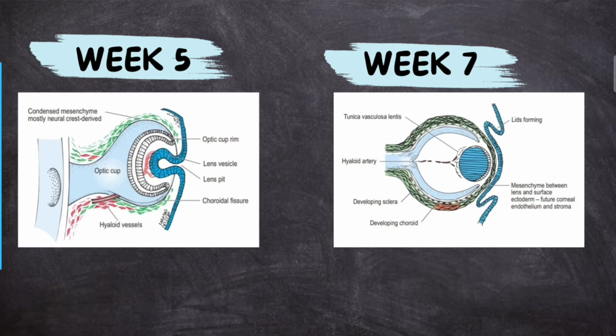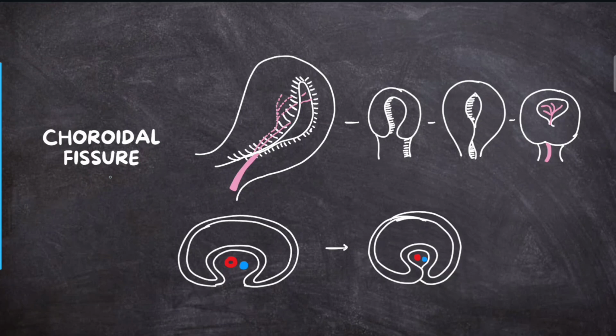So, three waves. The first wave is important to remember. It lies closest to the lens and forms the corneal endothelium, and then the other two waves form the remainder of the cornea, the corneal stroma, the iris stroma, and the iridocorneal angle. Okay. The presence of choroidal fissure.